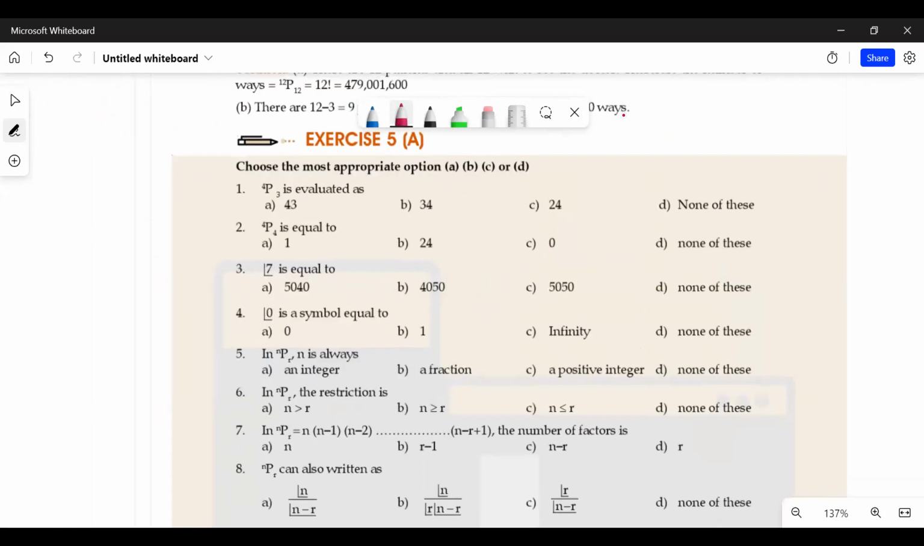So question number 1, this answer would be 24. Question number 2, this answer is 24. Question number 3, 5040. 0 factorial is 1. nPr is always a positive integer. In nPr, the restriction is n is greater than or equal to r. In nPr, the total number of terms, how many terms are there? r terms are there. And this is the formula of nPr. Any doubt, anyone? No, sir.